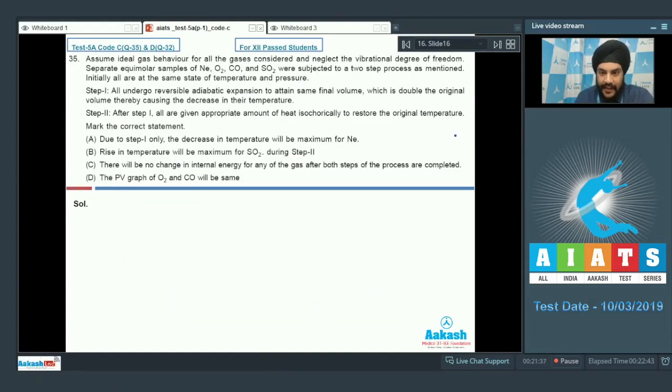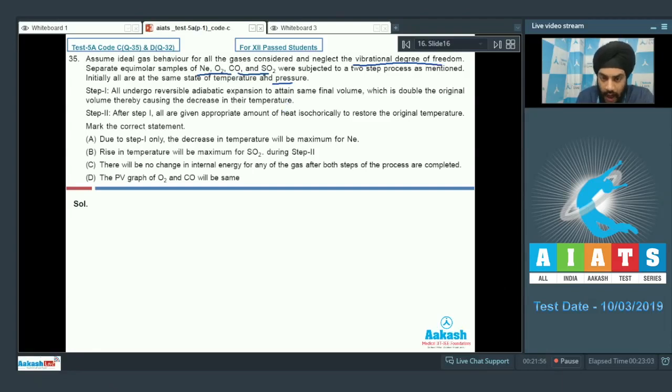Assume ideal gas behavior for all the gases considered and neglect the vibrational degree of freedom. Separate equimolar samples of Ne, O2, CO and SO2 were subjected to a two-step process as mentioned. Initially, all are at the same state of temperature and pressure.